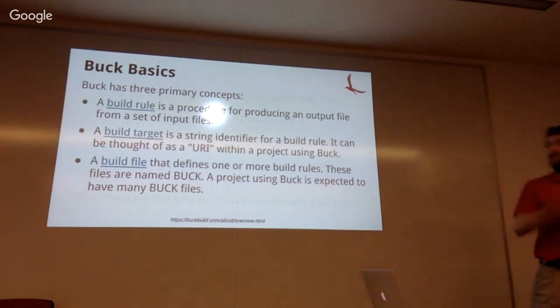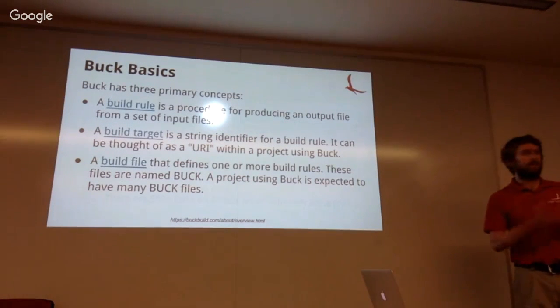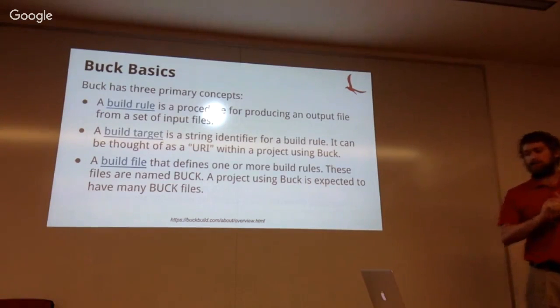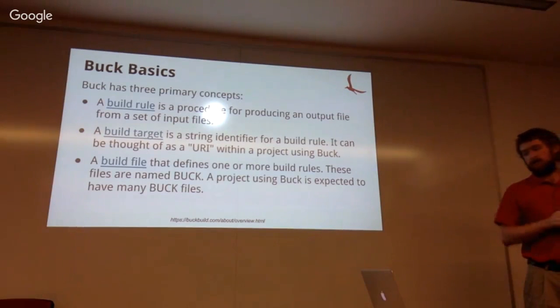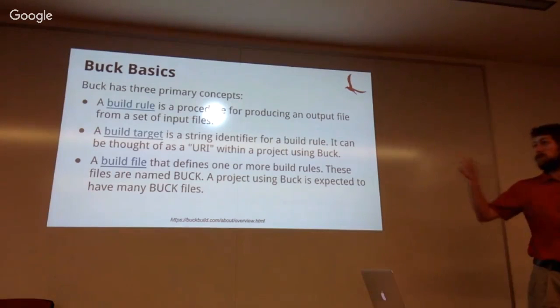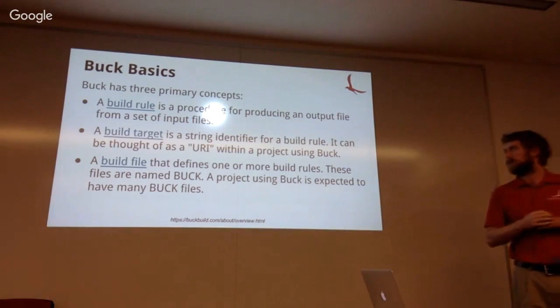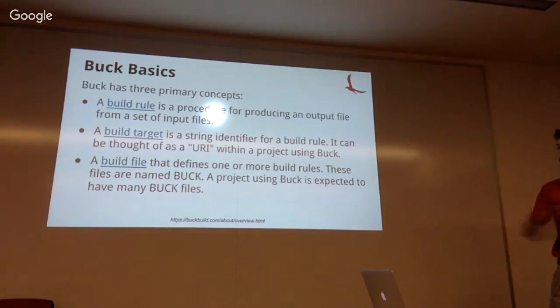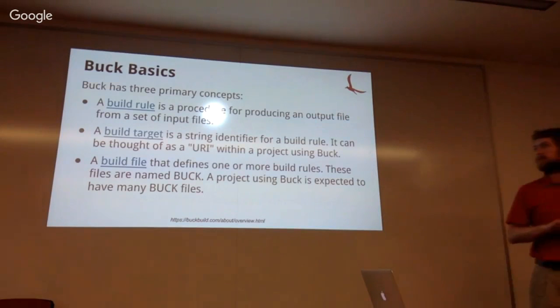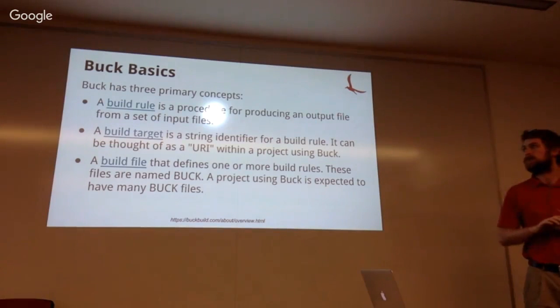So just the basics, so we're all on the same page. Three primary concepts. The first is build rules. Build rules define a procedure for taking a set of inputs, either metadata, text, strings, or files, and then producing an output file. Then there's build targets. Build targets are a string that uniquely identifies a build rule within a project. You can sort of think of it as a URI. So the way that you define dependencies between build rules is through their target name.